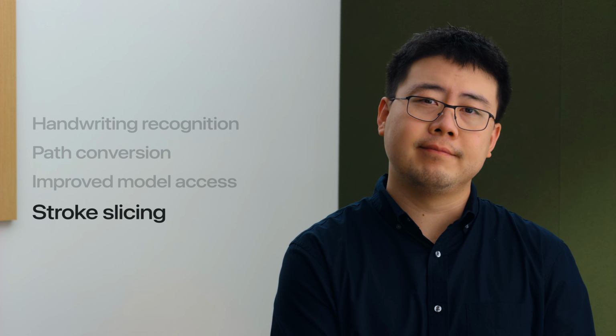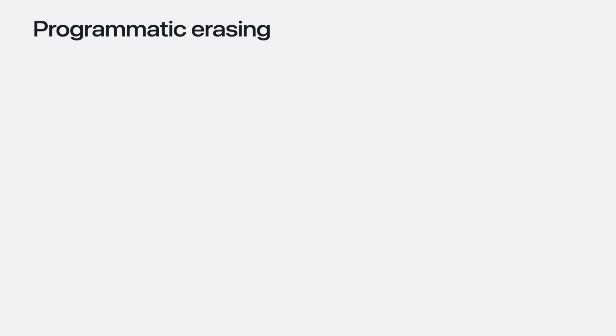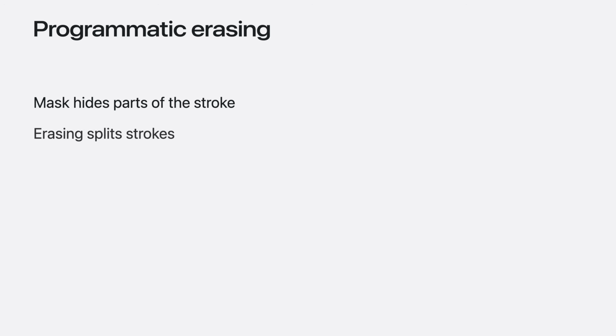The last set of new APIs gives you the ability to slice through strokes in two different ways: programmatic erasing and substroke extraction. If you have worked with PencilKit's data model, you may already be familiar with the stroke mask. PencilKit represents partial erasure using a mask. When the pixel eraser removes part of a stroke, the remaining visible portions are defined by a mask. Starting in iOS 27, you can apply the same operation programmatically.